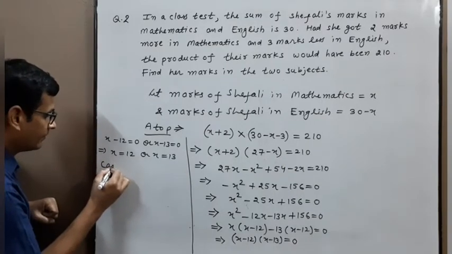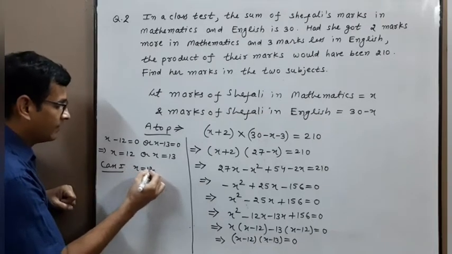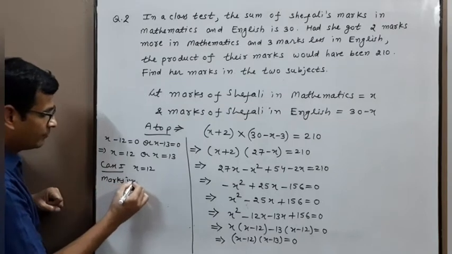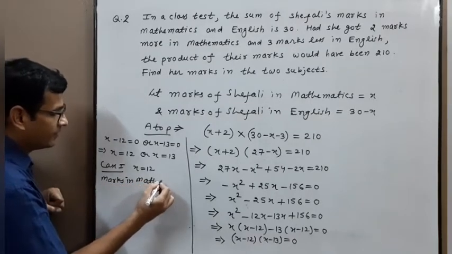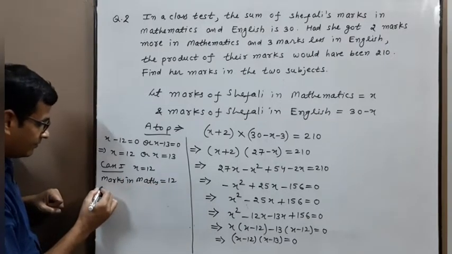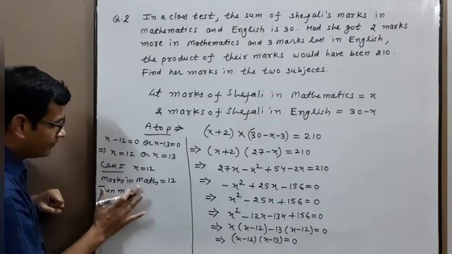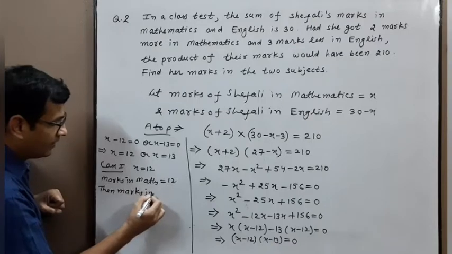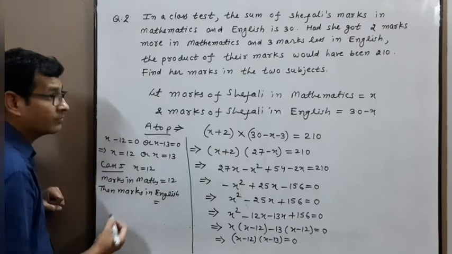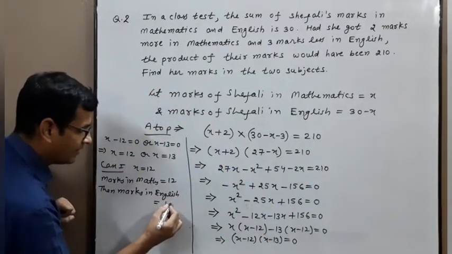Case first, x equal to 12 means marks in mathematics, marks in maths is equal to 12. Then marks in English is equal to, total is 30 minus x, so 30 minus 12, 18.